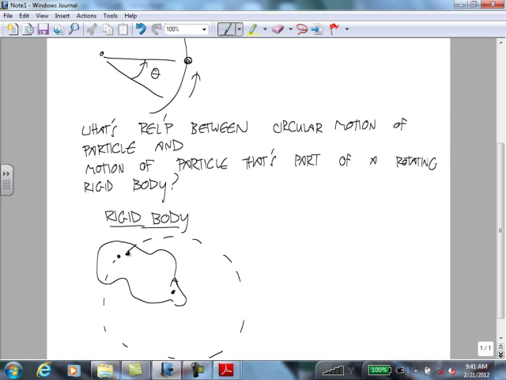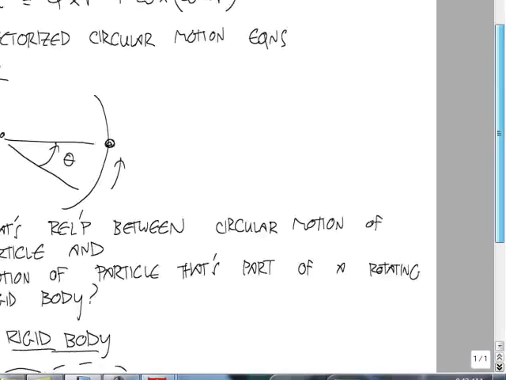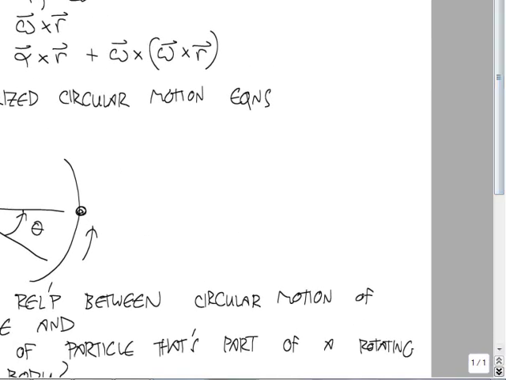Every point, and if you're looking at this point, it's on a different circle, but it's still following this circular path, okay? So that's why these equations that are going to come up for rigid body motion are the same equations that you could use if you're calculating just the circular motion of a particle unrelated to rigid bodies. Okay.